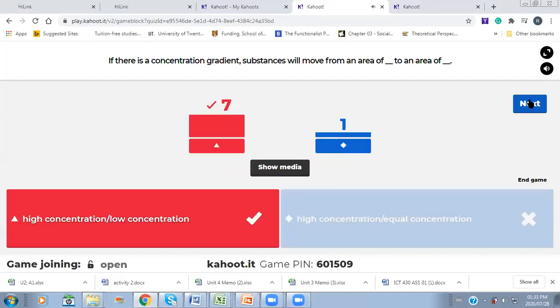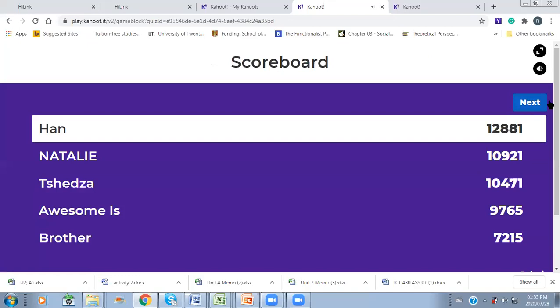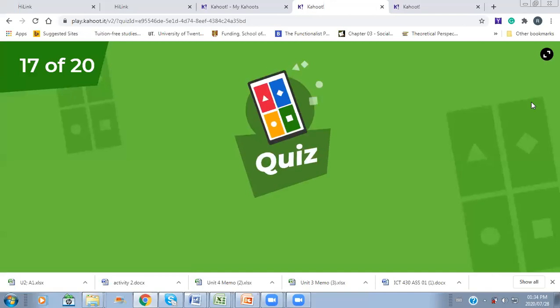Very good. All 7 got this one right, except one who chose the other one. Now let's see. Okay, all of you answered, but the first person to answer correctly is Han, followed by Natalie, Teza, Awesome, and Brother. Remember, the faster you answer, the more marks you get. Okay, let's get going.